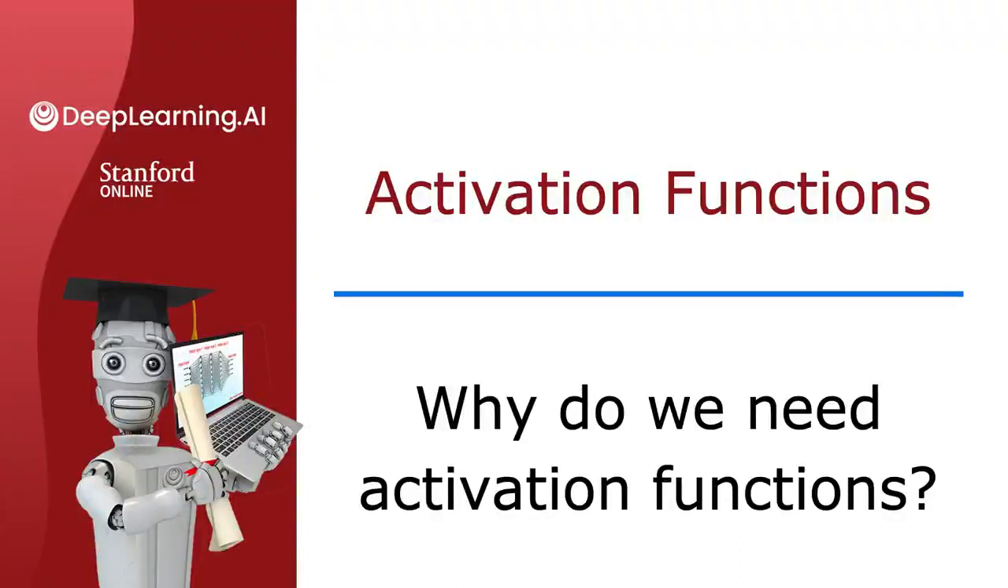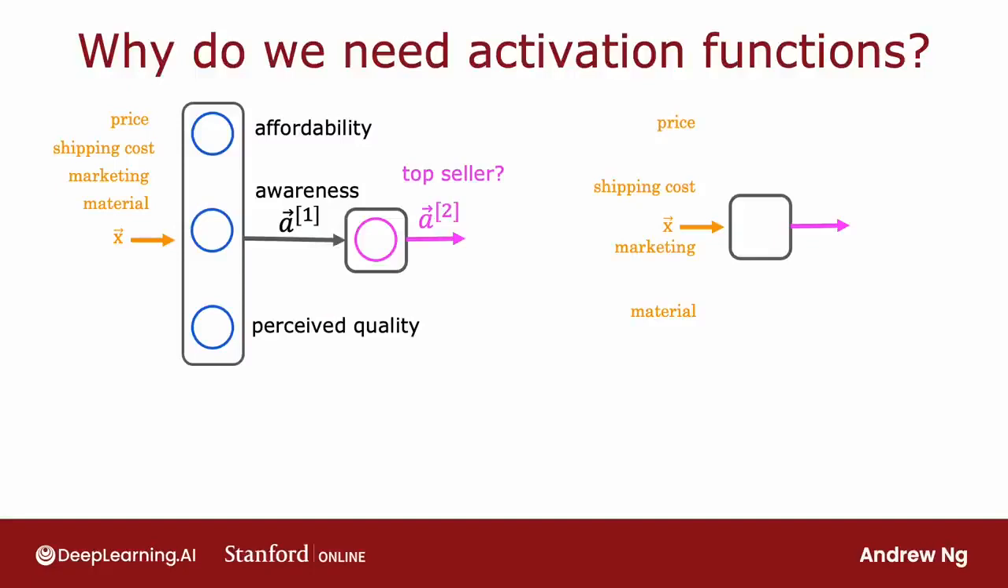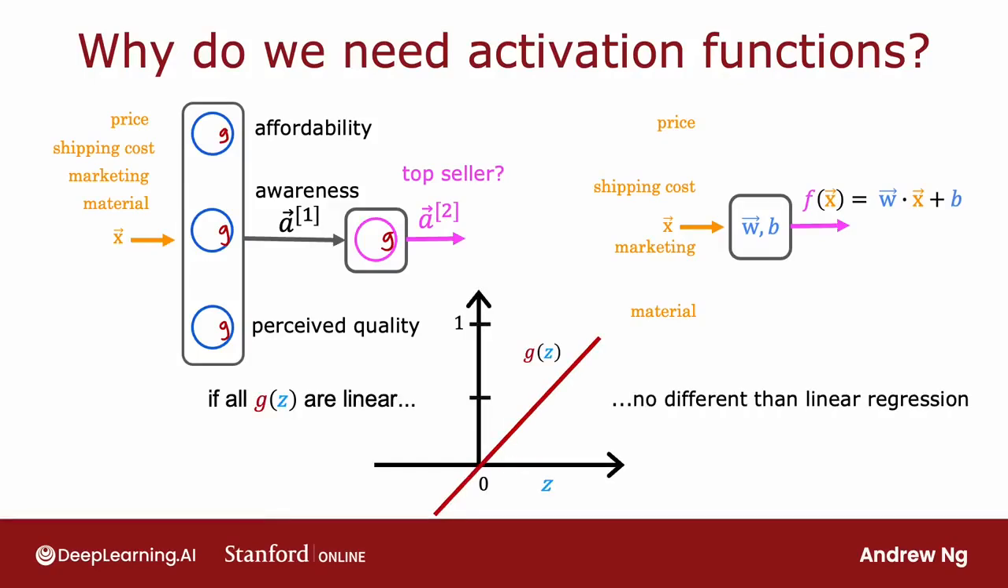Let's take a look at why neural networks need activation functions and why they just don't work if we were to use the linear activation function in every neuron in the neural network. Recall this demand prediction example. What would happen if we were to use a linear activation function for all of the nodes in this neural network? It turns out that this big neural network will become no different than just linear regression. And so this would defeat the entire purpose of using a neural network, because it would then just not be able to fit anything more complex than the linear regression model that we learned about in the first course.